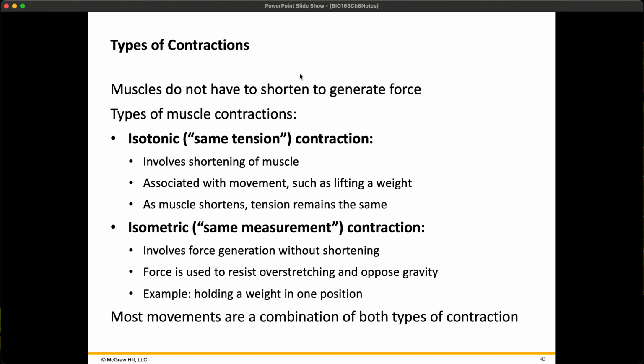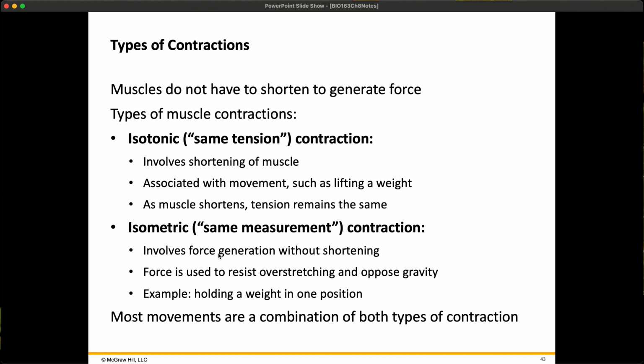There are different types of contractions. Looking at the ways that muscles can generate force, they don't have to shorten. Your muscles can go into isotonic or isometric contractions. Isotonic is when you're actually shortening the muscle. This is what you would normally think of as a contraction. You're bending your elbow, flexing your hips, straightening your knee, standing up. That is a contraction with movement. The muscles are actually changing length as they generate force.